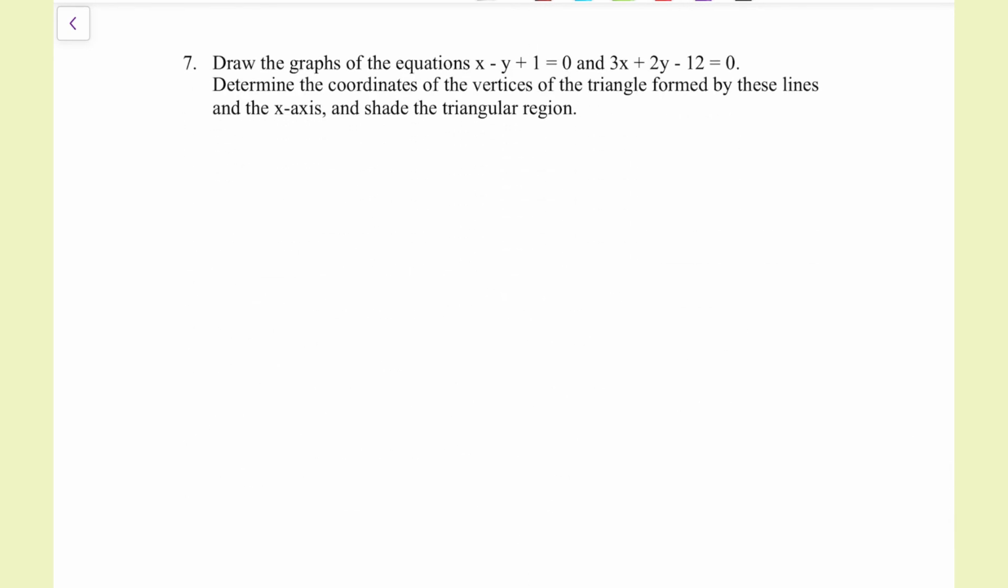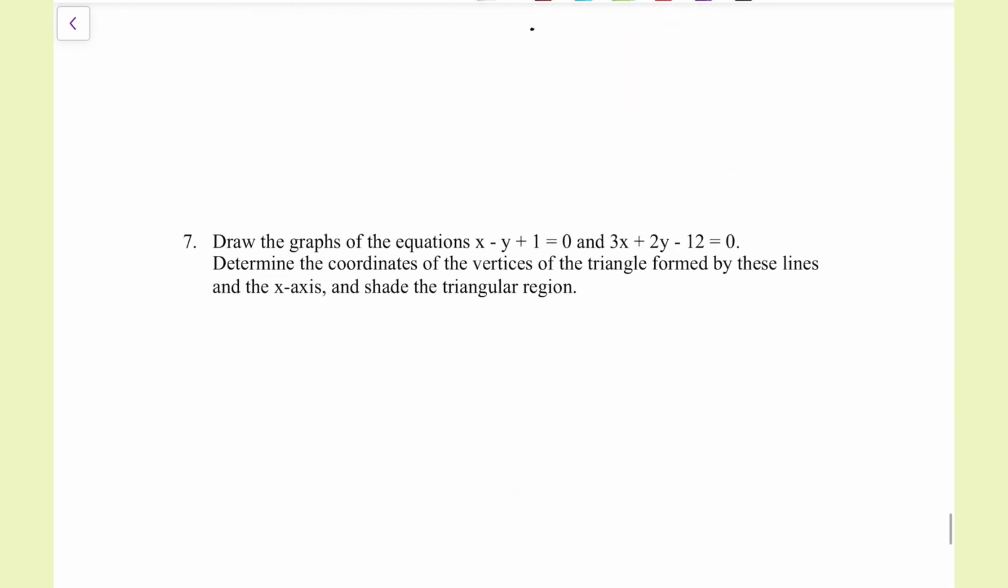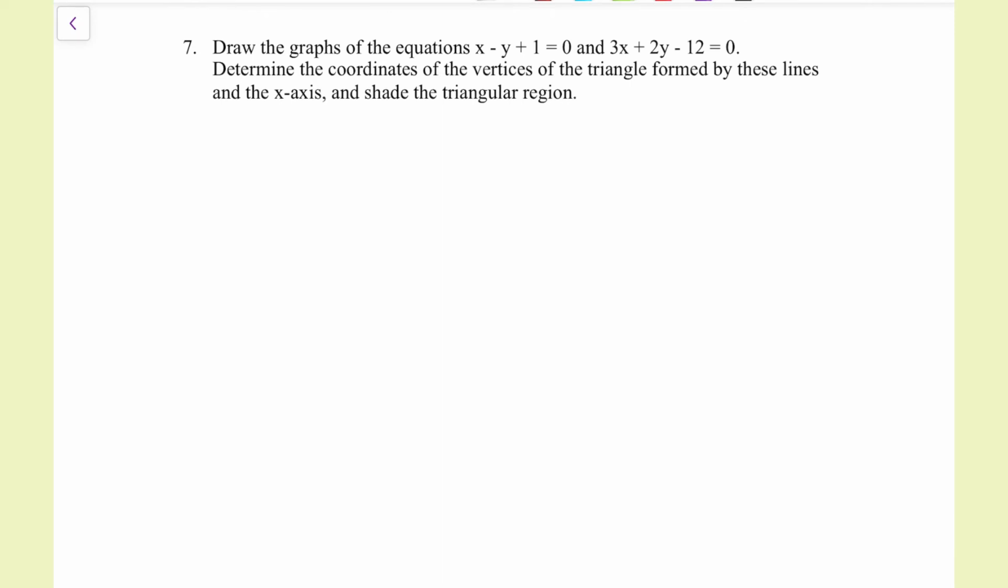Moving to the last question in this exercise. Question number 7. Draw the graph of the equations x minus y plus 1 equals 0 and 3x plus 2y minus 12 equals 0. Then determine the coordinates of the vertices of the triangle formed by these lines and the x-axis and shade the triangular region.